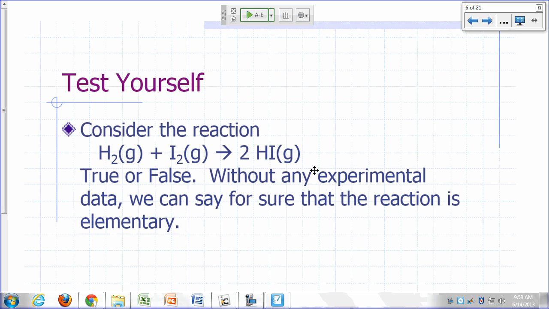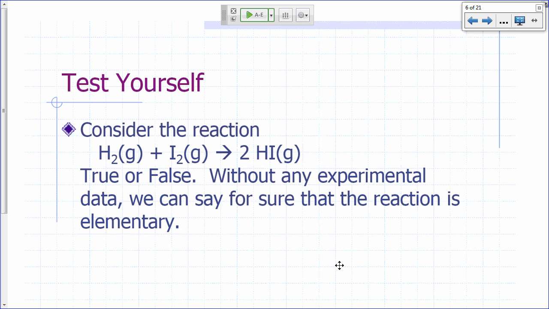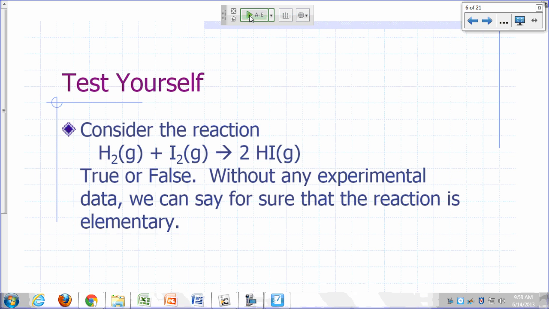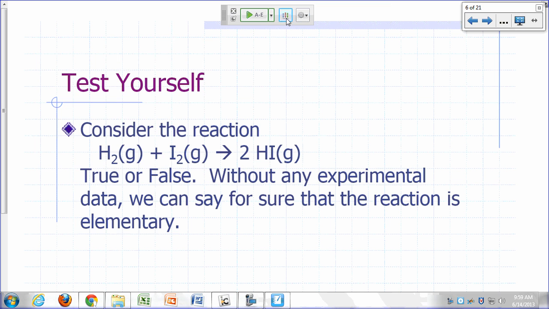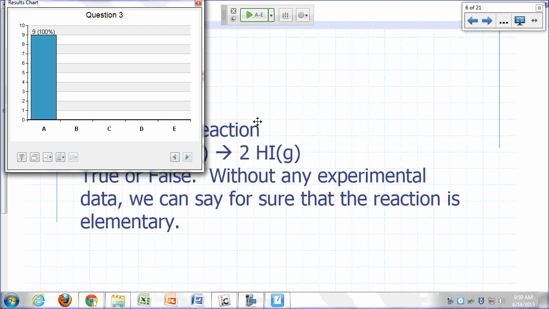Consider the reaction. H2 plus I2 gas gives you 2HI gas. True or false? Without any experimental data, we can say for sure that the reaction is elementary. The answer is false. What did I just say about reaction mechanisms? It has to be an educated guess about what's going on. You have to base it on some kind of information. Regardless of how simple a reaction looks, you cannot say right away that you're dealing with an elementary reaction.